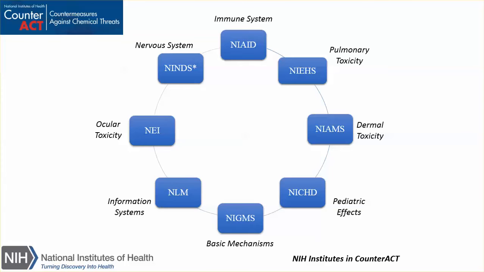There are 27 institutes and centers at NIH. The CounterACT program is a partnership among several of these that have expertise needed to cover ocular, skin, pulmonary, and other effects of chemicals we study.